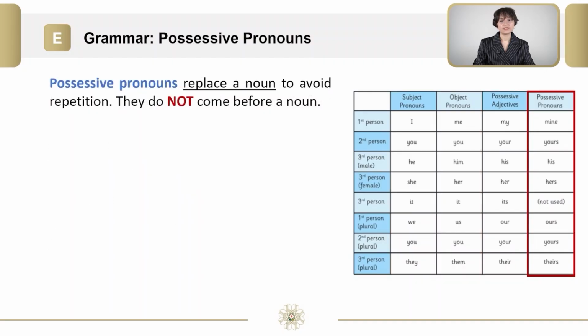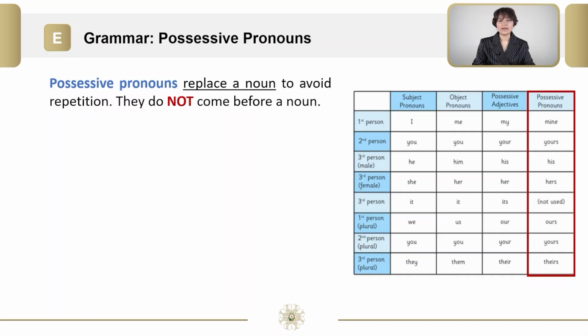Now, as we repeated about possessive adjectives, it will be easy for you to understand and remember about possessive pronouns. So, as you can see on the right side of your screen, you see possessive pronouns. Let's read them together. Mine, yours, his, hers. When it comes to it, it doesn't have a possessive pronoun. Let's continue. Ours, yours, and theirs.